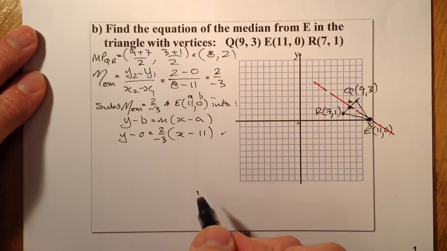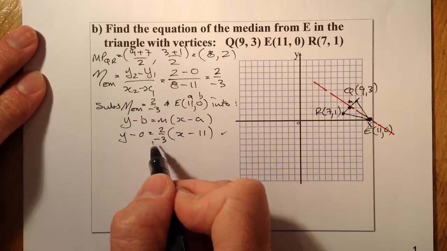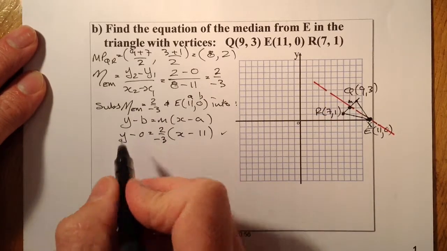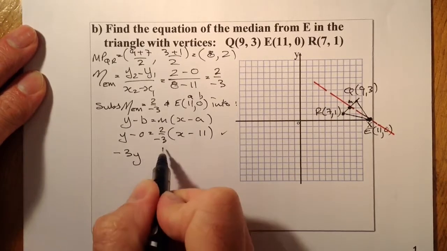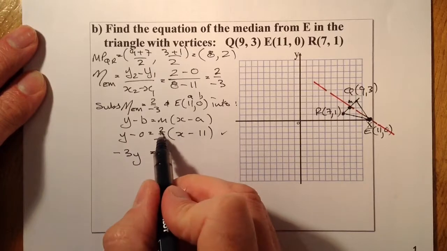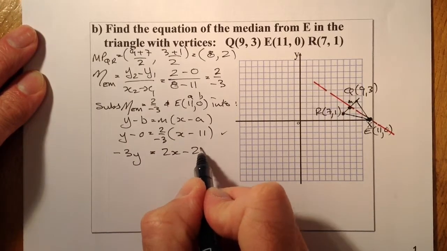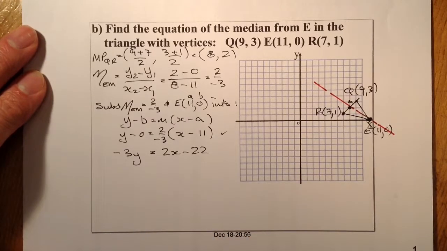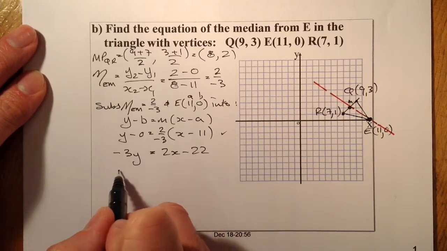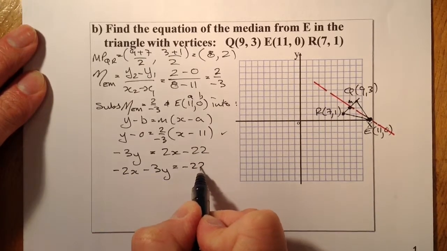Okay, let's sort this out for simultaneous equations. So I'm going to multiply by minus 3 on this side here, and that's going to get rid of this fraction. So minus 3y, and 0 times minus 3 is just 0, so that's going to be equal to, and I'm going to multiply this side out by 2, so that would be 2x minus 22, and that's me got it into some sort of shape.